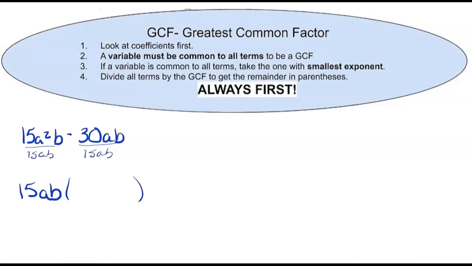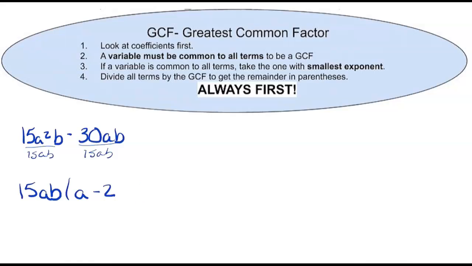15 divided by 15 cancels to 1. A squared divided by A leaves me with A. B divided by B cancels to 1. Subtract. What's 30 divided by 15? 2. A divided by A, that cancels. B divided by B, well, that cancels. So inside parentheses, I would just have A minus 2.